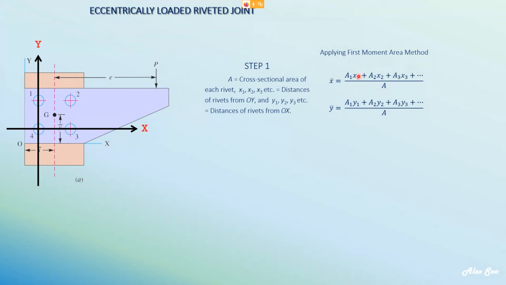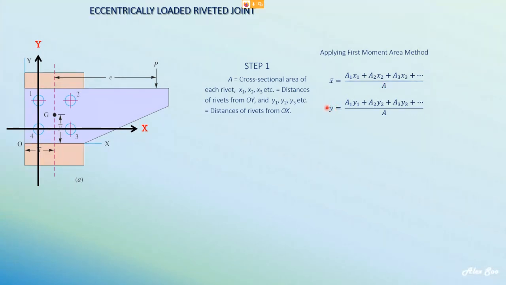So X1 should be 0, and then A2, the cross-sectional area of rivet 2, with the distance X2 that is from the reference axis Y to the center of rivet 2. This should be X2. And then A3, X3, A4, X4, and so on. Now this A here means the total area. Total area means A1 plus A2 plus A3 plus A4.